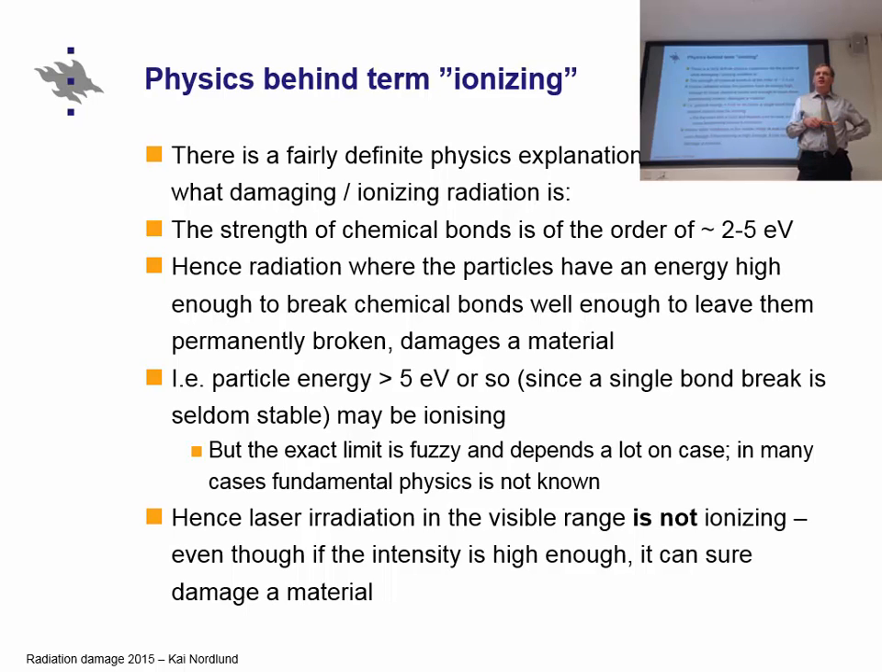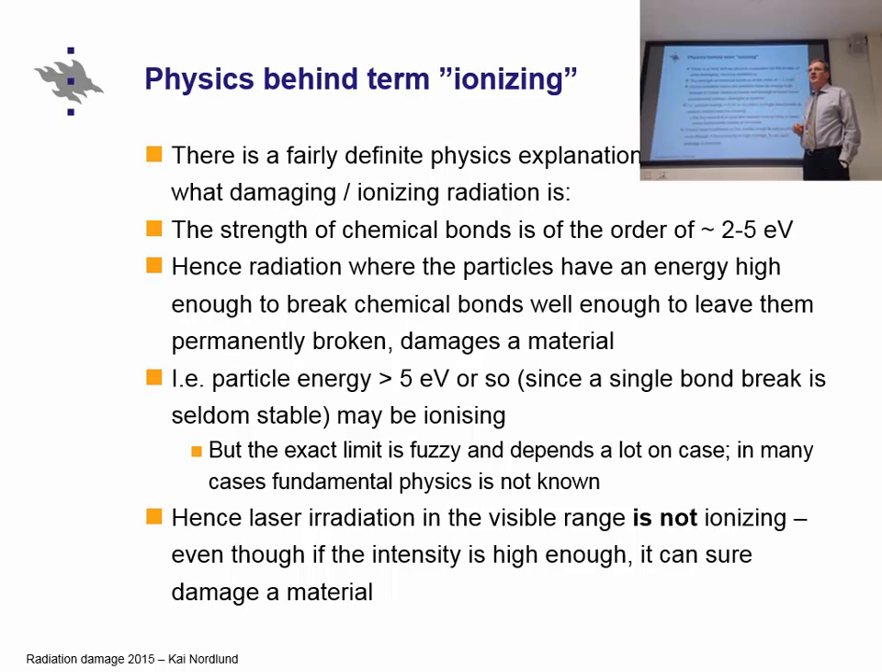The strength of chemical bonds is of the order of 2 to 5 eV, and then there is radiation that has an energy high enough to excite the electrons which form the chemical bonds, and then we break the chemical bond, which can likely lead to damage in the materials. You break chemical bonds, the chemistry changes, and this is probably not a good effect, and it can very well be a permanent effect. So this means, roughly speaking, that if the particle energy is more than 5 eV, it may be ionizing. Although, as we shall see later on in the course, this is a simplification.